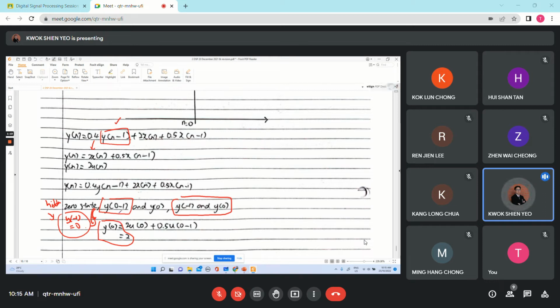If you can, don't do this, okay? Because I might miss it. If I miss it, then you lose out. So if you can, write the steps very clearly. If the question asks you this and this, really go and do the steps for how you determine y minus 1 and y0. Is it okay?